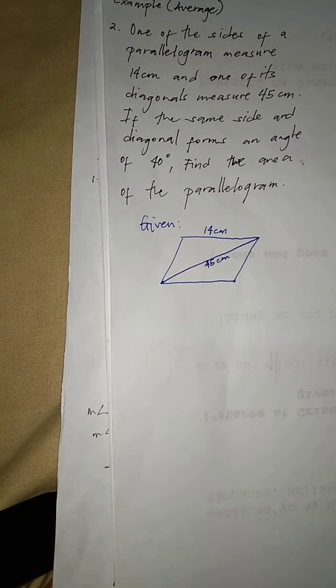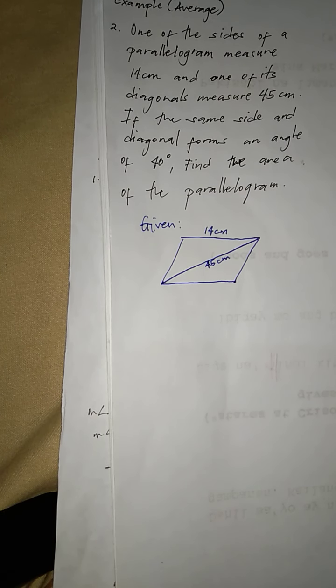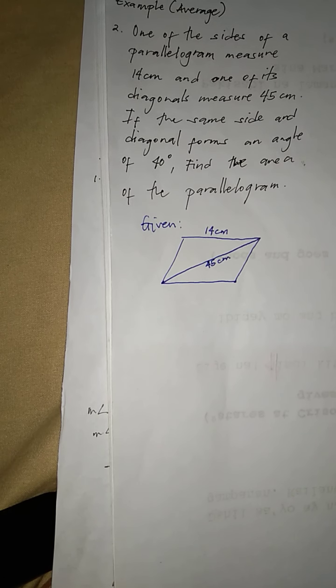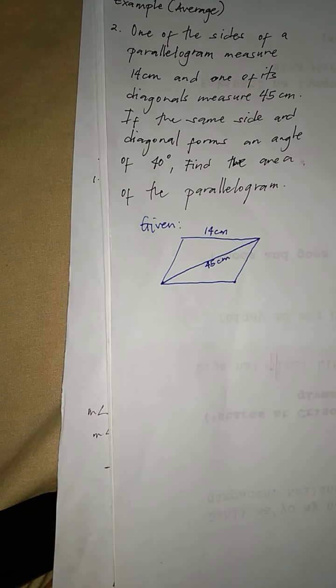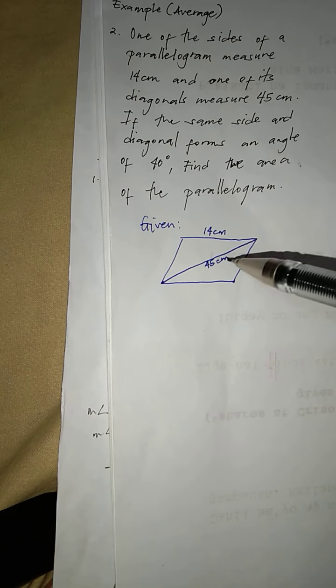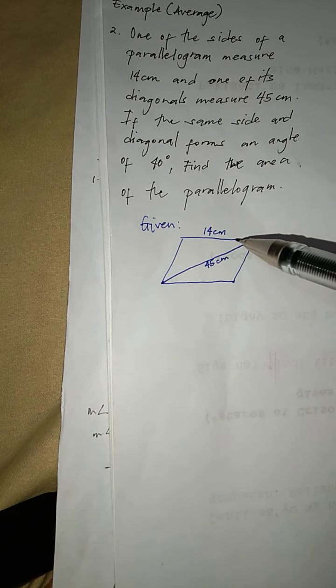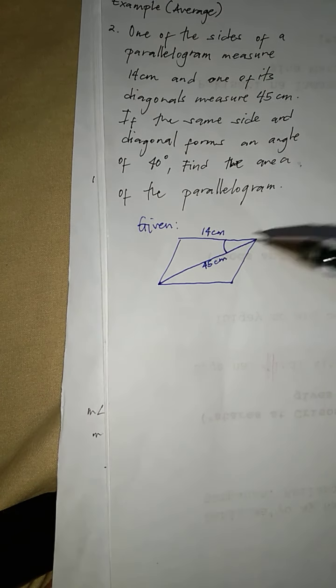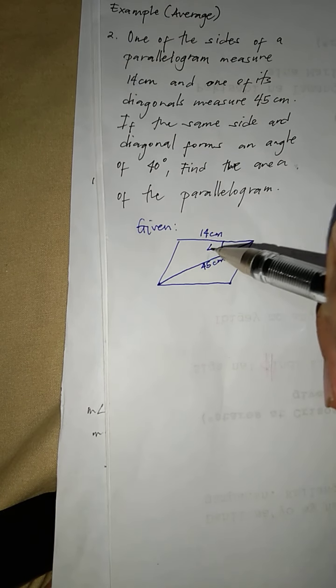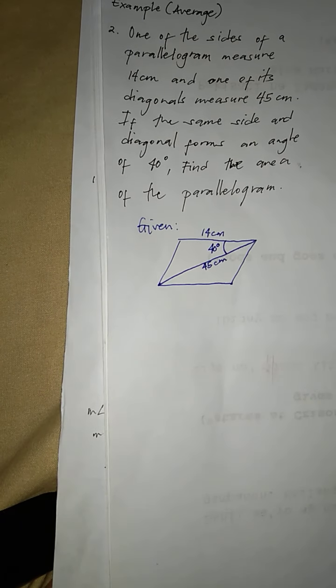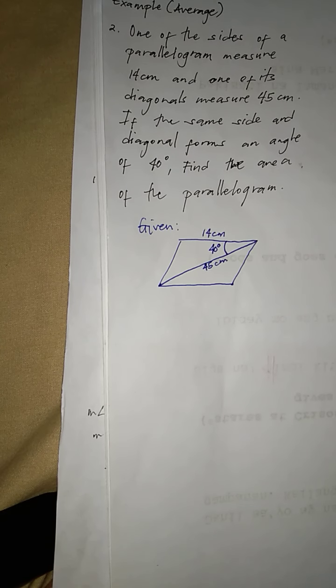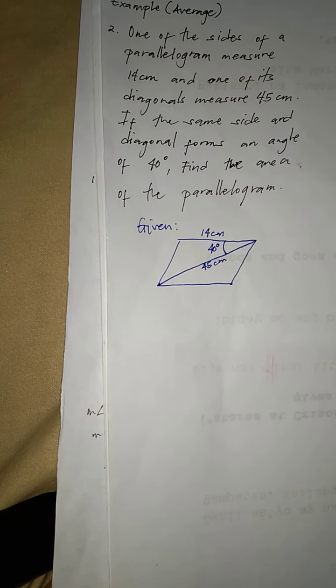Okay, now if the same side, so the 14 centimeter one, and the same diagonal, or the 45 centimeters, form an angle of 40 degrees. So meaning the side and the diagonal form an angle. So that would be this part. According to the problem, this is 40 degrees. Find the area of the parallelogram.